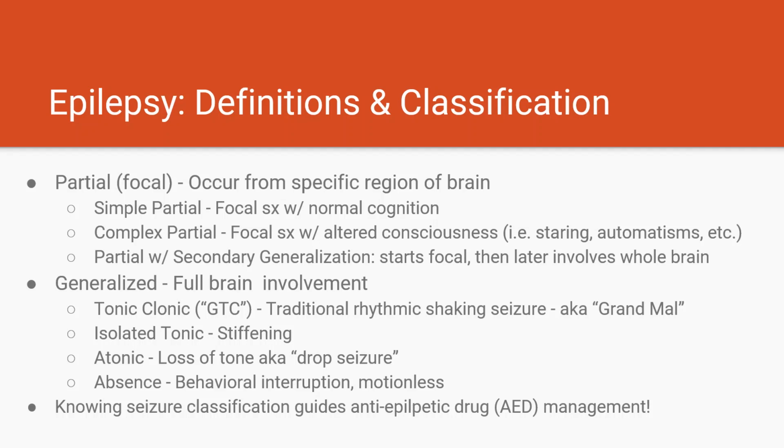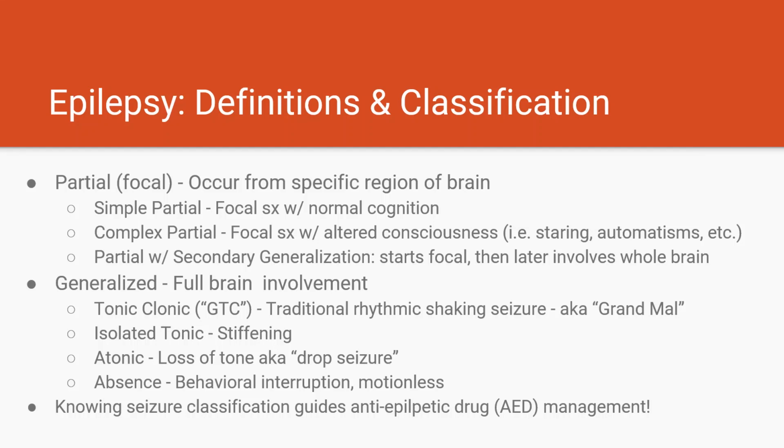So within partial seizures, you further classify seizures as either being simple, which means they don't affect cognition, or complex, which means that they do have an altered level of consciousness. And so for example, a patient with complex partial seizures may just have involvement of a specific part of their brain, so thus will only jerk maybe one arm, but because it's a complex seizure, they're also going to have a loss of awareness, so it may manifest as staring spells or automatisms or things like that.